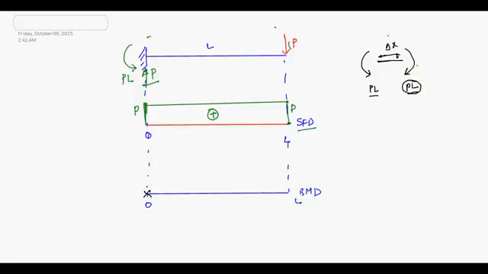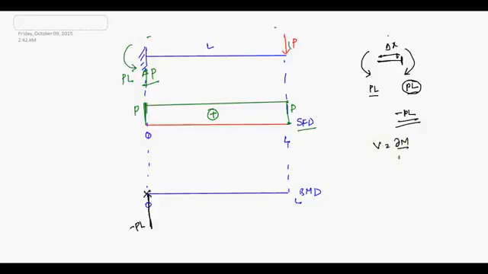Now I have already told you this is your left section, isn't it? On the left section you are having clockwise PL, so it will be minus PL. You should be very careful about the sign. It is negative of PL, isn't it? So here you are having minus PL. Is it okay?